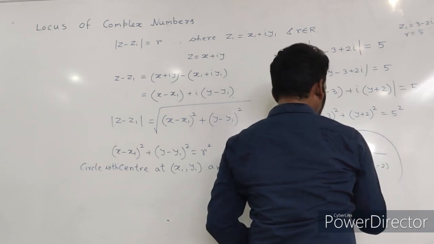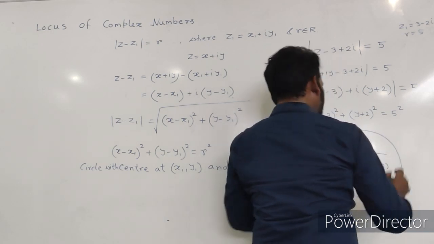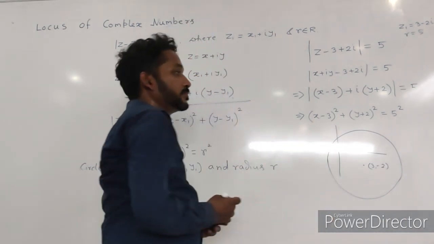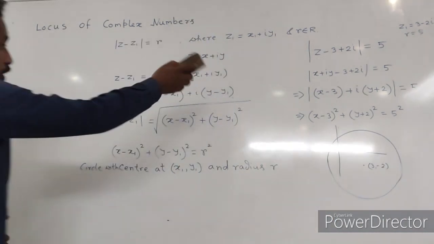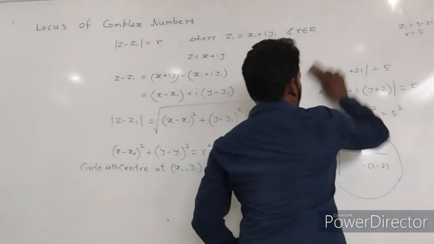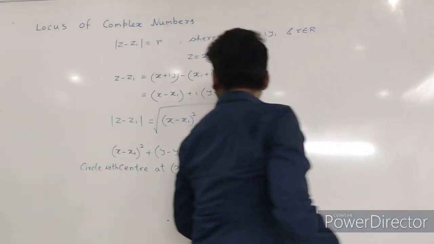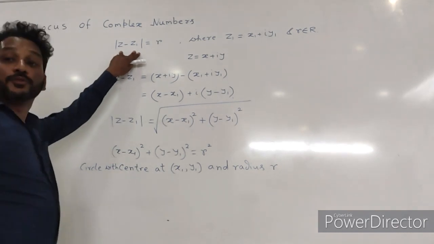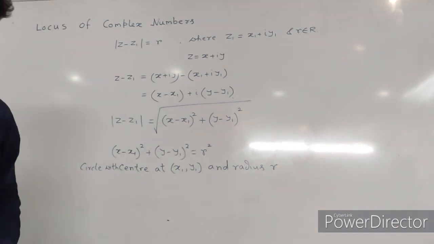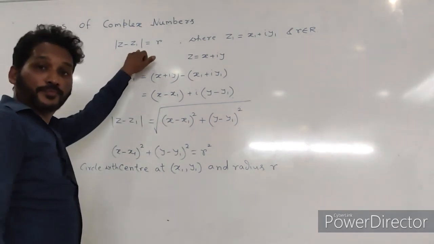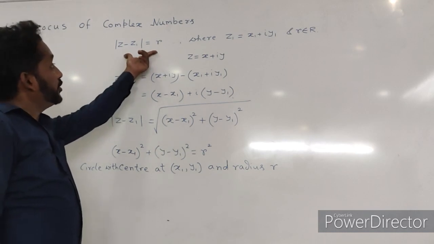So it should be a circle like this. Is this okay? We can also discuss this concept in a different way. When you talk about mod of z minus z1, we are talking about the distance between z and z1. So by this equation, what can you understand?